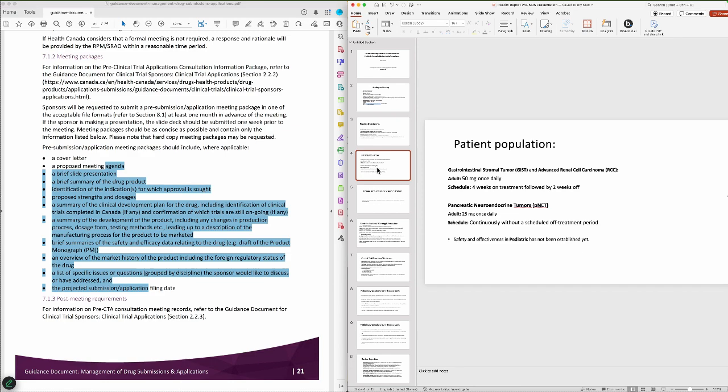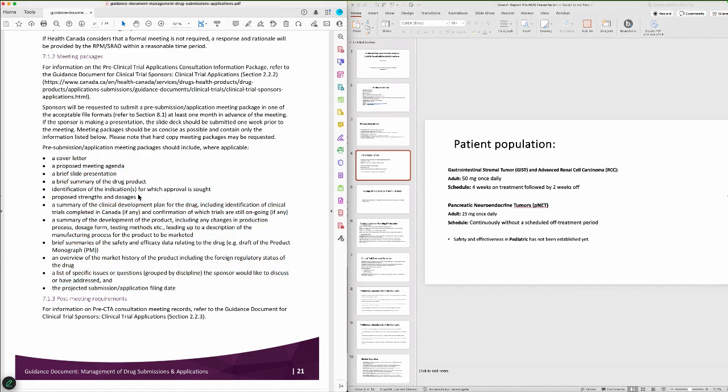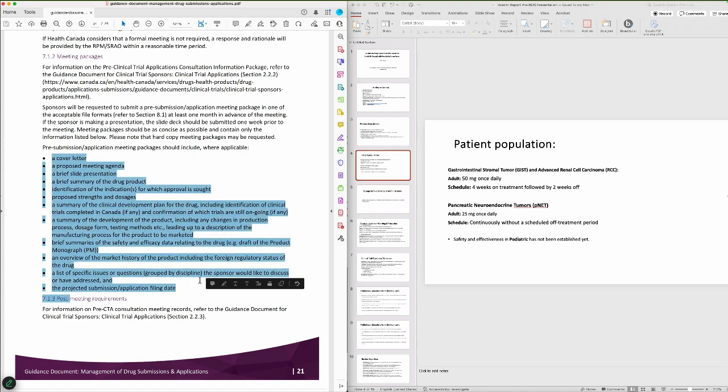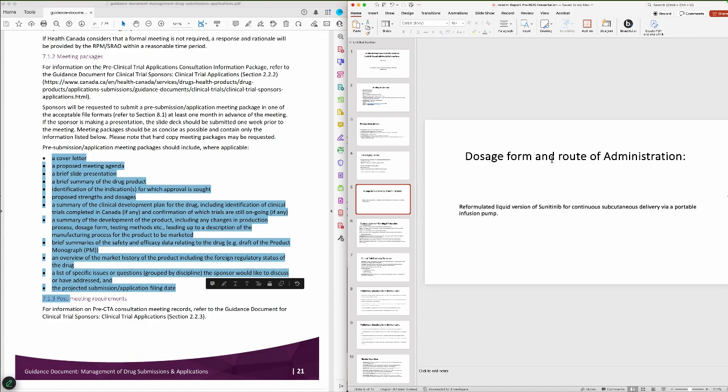Now let's continue. And again, as you see, based on what we can see on the left, I'm just going to highlight that this is always related to the content of the presentation that I'm showing you, which is, again, the Pre-NDS meeting presentation. Now you just continue with dosage form and route of administration.